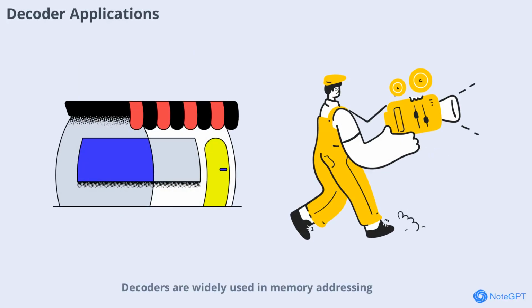Decoders are widely used in memory addressing, enabling computers to access specific memory locations. They also play a key role in display systems, where binary codes are converted into signals that drive individual segments or pixels. Their versatility makes them indispensable in digital electronics.